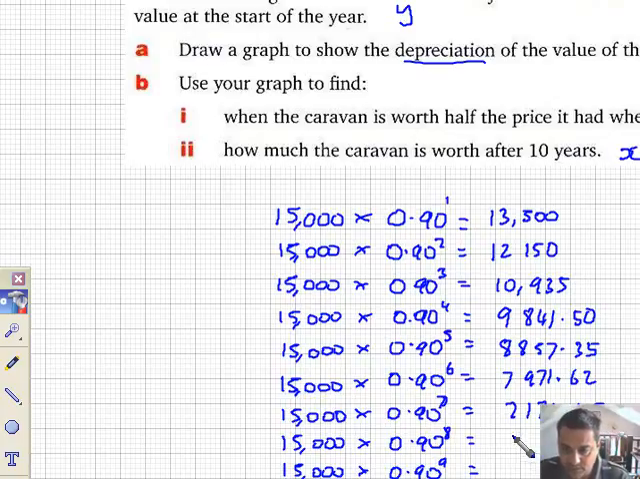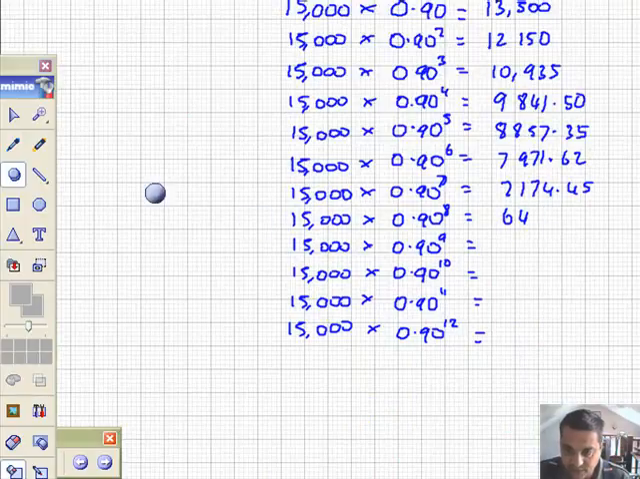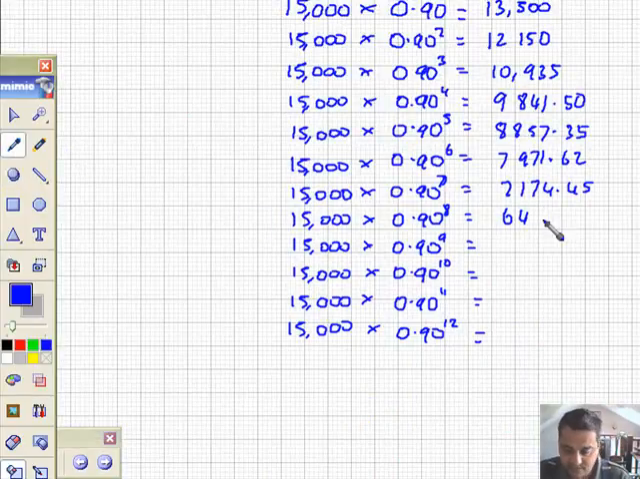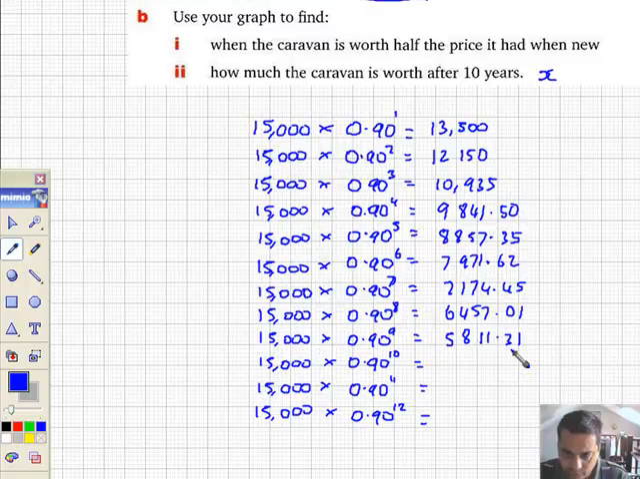We've dropped below 7,000. 6,457, and some pennies, times 0.9 again. Drop below 6,000 now. I mean, this is teaching us that things go down in value, especially cars and vans and aeroplanes and all the rest of it.